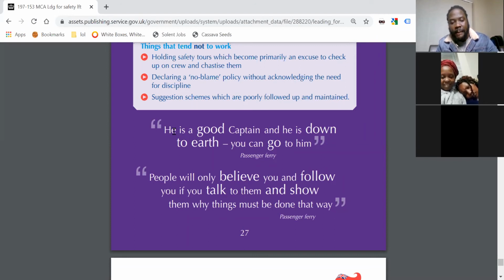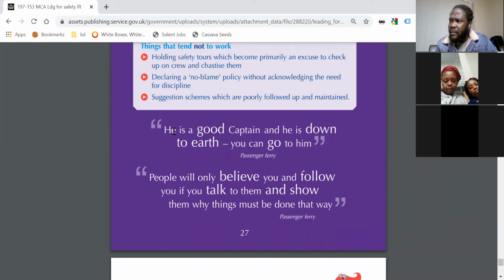People will only believe you and follow you if you talk to them and show them why things must be done that way. You have your own reasons for something. You just don't judge people for not doing it the way you want them to do it without even having that conversation. You can go and ask them, why do you do this? And they would probably have their own reason.